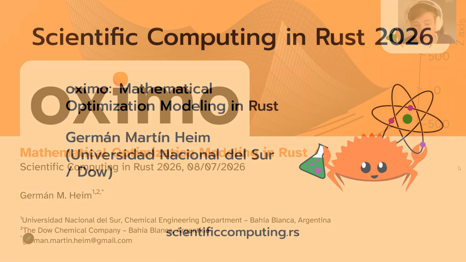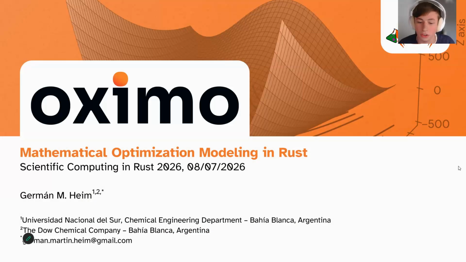Well, hello everyone. My name is Germán. I am a chemical engineering student at Universidad Nacional del Sur, and I'm also a process automation co-op at the Dow Chemical Company. And today I'm going to be presenting oximo, which is a Rust library for mathematical optimization modeling.